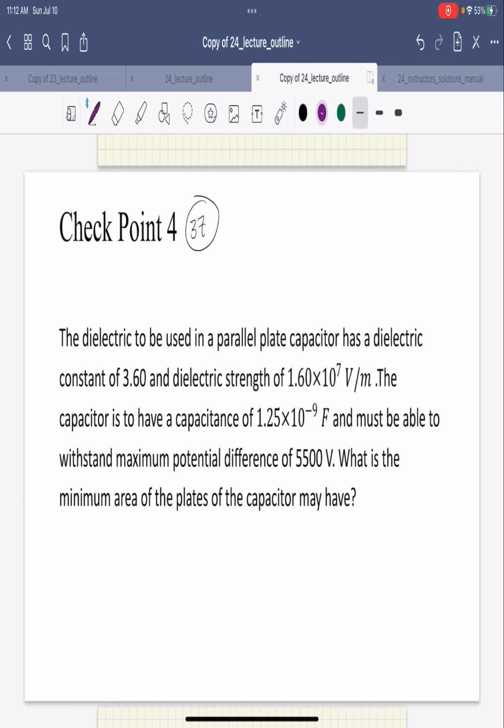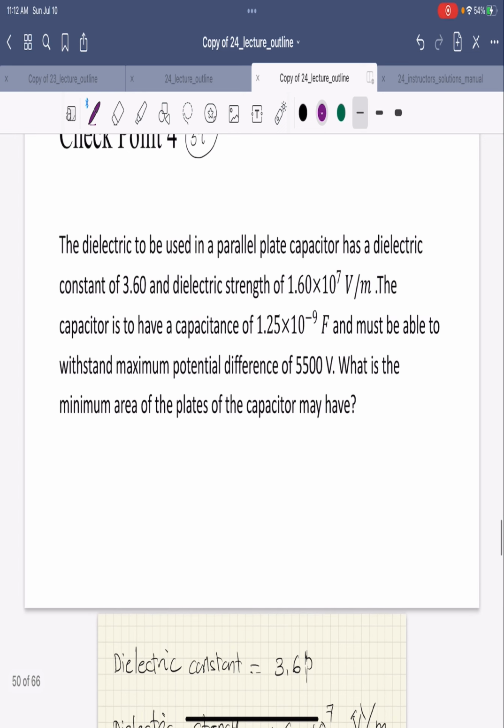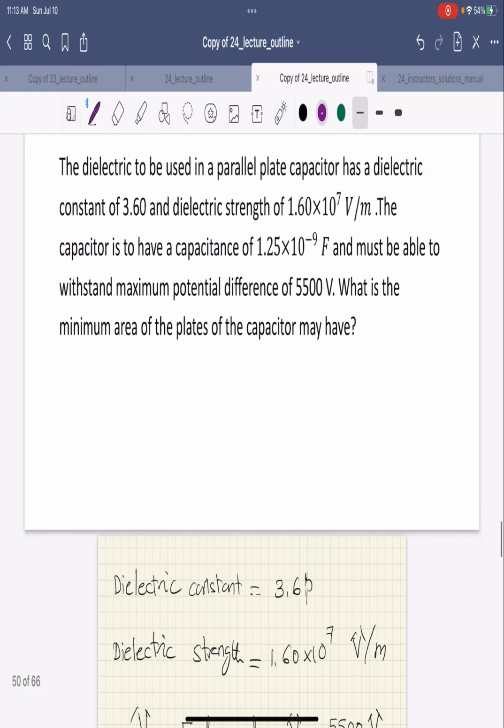Okay, now the dielectric to be used, this is checkpoint 4. The dielectric to be used in a parallel plate capacitor has a dielectric constant of 3.60 and dielectric strength, this is the maximum electric field, 1.60 × 10^7 volts per meter. The capacitor is to have a capacitance of 1.25 × 10^-9 and must be able to withstand a maximum potential difference of 5500 volts. What is the minimum area the plates of the capacitor may have?